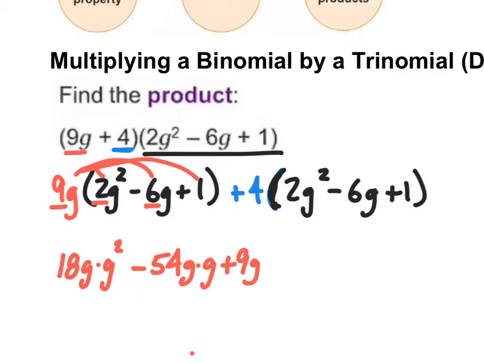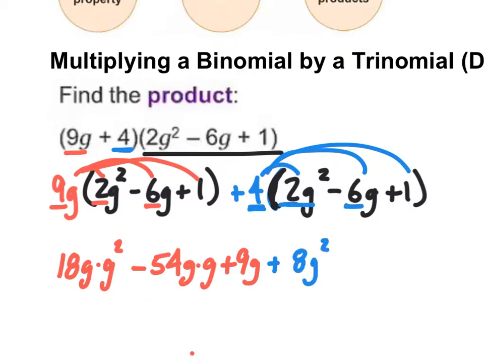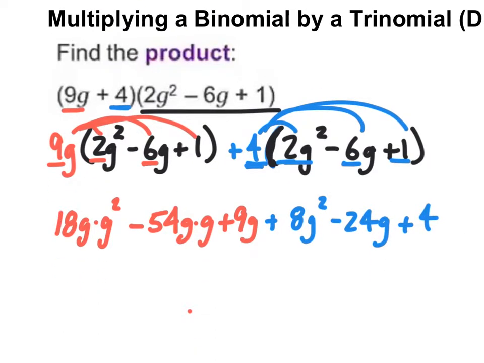The next thing I'm going to do is distribute the 4, so I'm going to put a plus sign here. I'm going to take 4 times 2g squared, 4 times negative 6g, and then 4 times 1. So 4 times 2g squared is 8g squared, 4 times negative 6g is negative 24g, and 4 times 1 is just plus 4. Okay, so let's simplify this and see what like terms we can get. If I do g times g squared, this is going to give me 18g cubed.